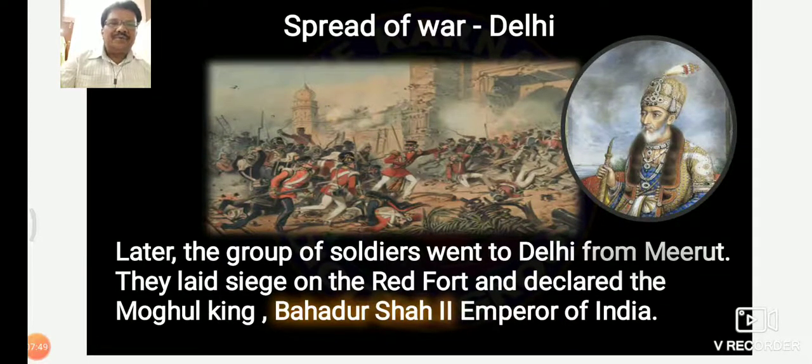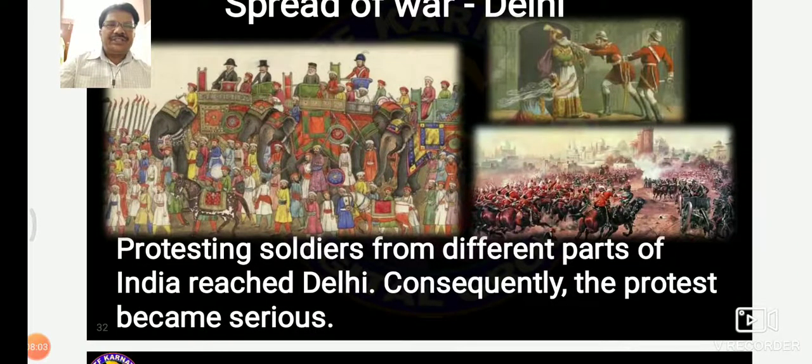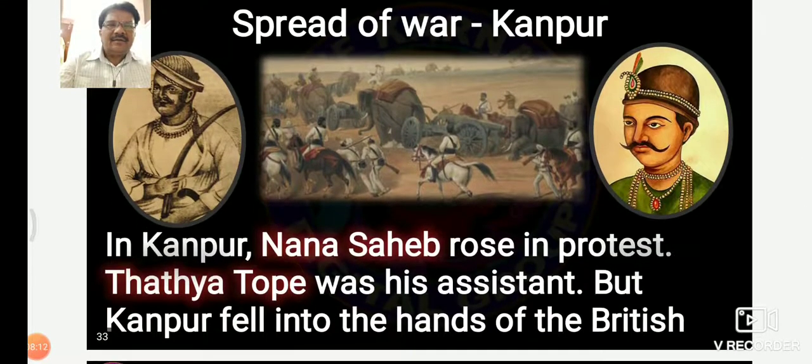Later, the group of soldiers went to Delhi from Meerut. They laid siege to the Red Fort and declared the Mughal king Bahadur Shah II Emperor of India. Protesting soldiers from different parts of India reached Delhi. Consequently, the protest became serious. In Kanpur, Nana Sahib rose in protest. Tatya Tope was his assistant, but Kanpur fell into the hands of the British.